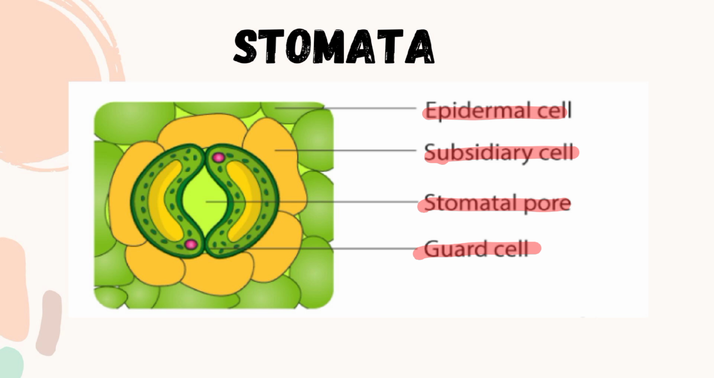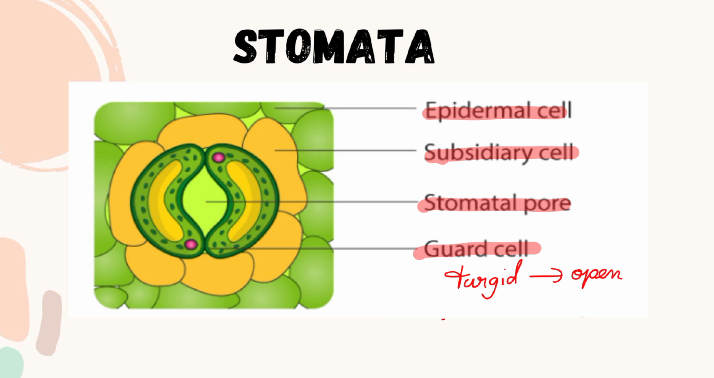So if we are looking at this, the stomatal pore is open because of the guard cells. What happens is, when water moves inside the guard cells, the guard cells become turgid. This word is important. When the guard cells are turgid, the stomata open. Okay, the stomata are open when the guard cells are turgid.